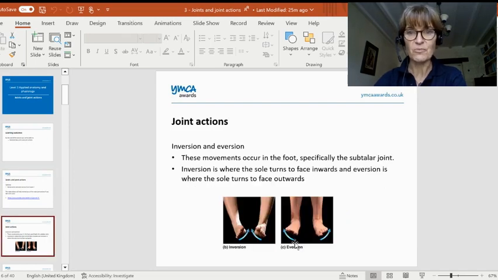So the first new movement we're going to look at is the one that occurs in the foot, and it's inversion and eversion. And I put some pictures in to help you see what happens here. So inversion is where you're turning the soles of your foot inwards, and eversion is when you're taking the soles of the foot up and out as if you're trying to lift up the little toe. So that movement occurs at the subtalar joint at the foot. That's kind of like the midfoot rather than it being at the ankle joint. So that might be a new word for you as well. The subtalar joint where you get inversion and eversion of the foot.